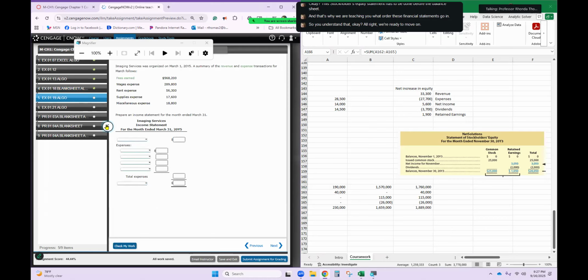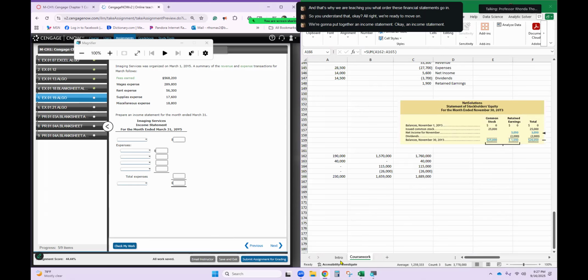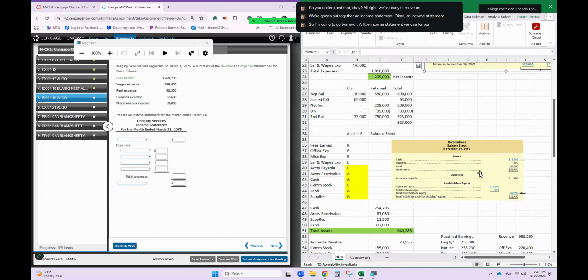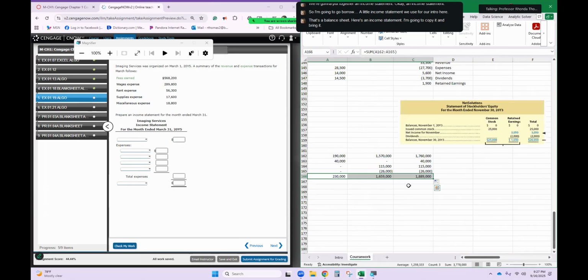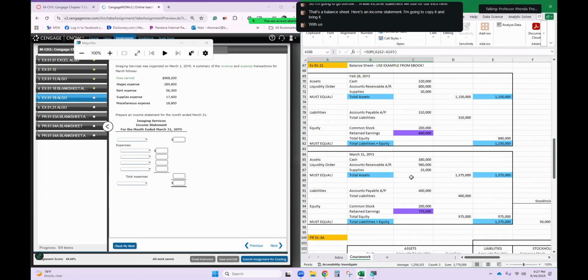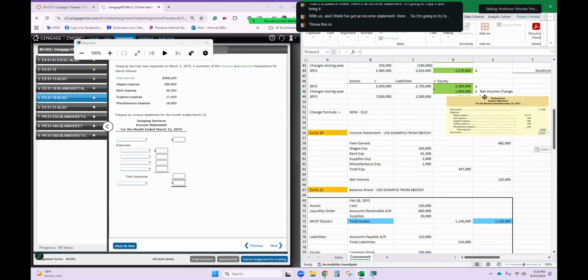We're going to put together an income statement. Okay, an income statement. So I'm going to go borrow the little income statement we use for our intro here. That's a balance sheet. There's an income statement. I'm going to copy it and bring it with us. And I think I've got an income statement here. So I'm going to try to throw this in where we can use it to look at it.